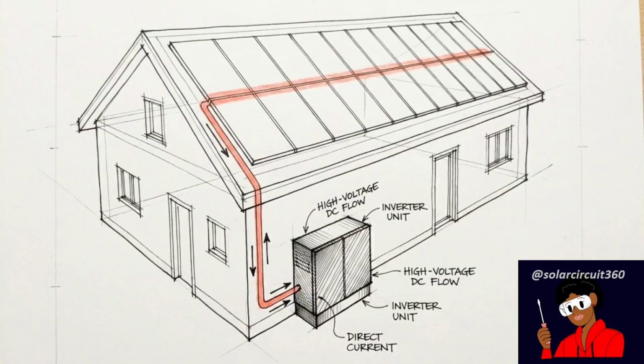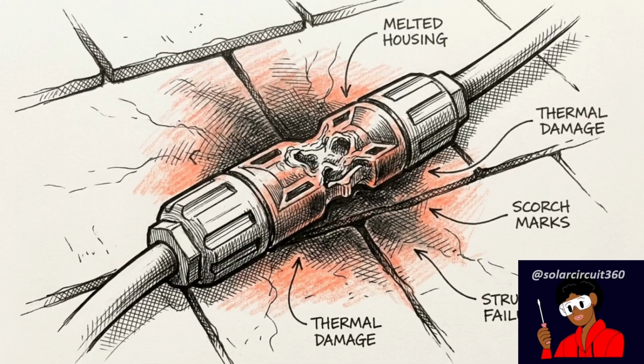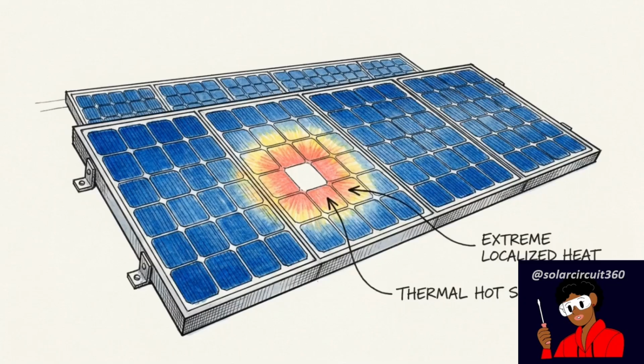String systems route continuous high-voltage DC across the roof surface to a centralized inverter located at ground level. This configuration presents a risk of DC arc faults, often stemming from degraded connectors or improper installation. In these setups, poorly bypassed partial shading can also create localized thermal hotspots, increasing the stress on roof-level components.